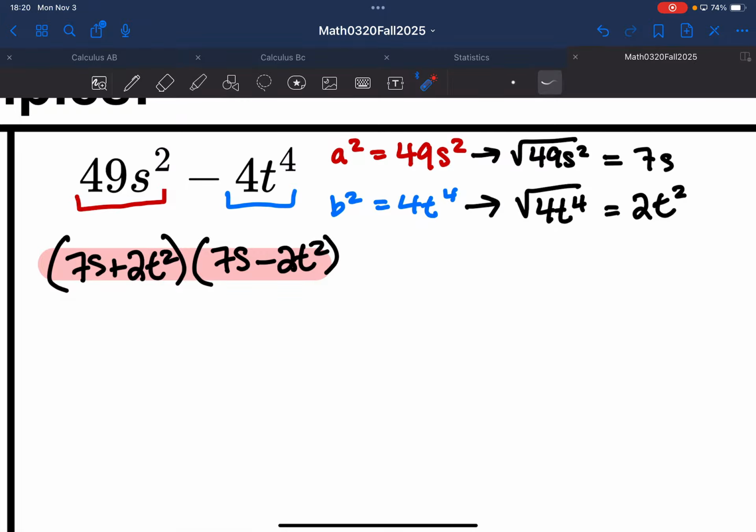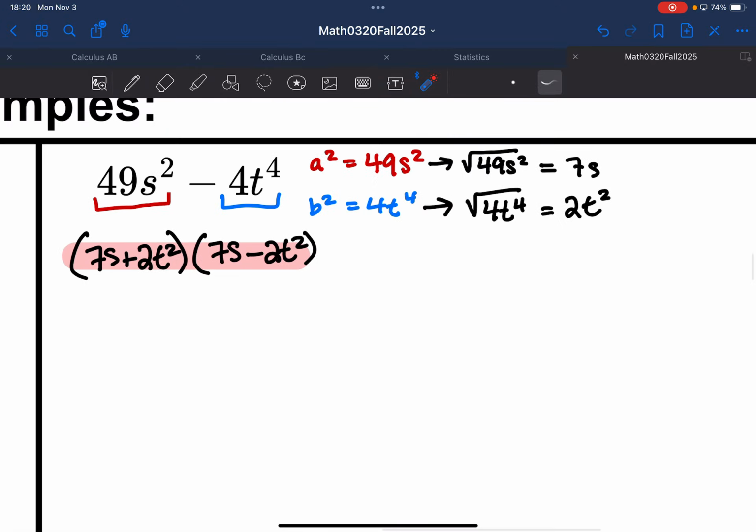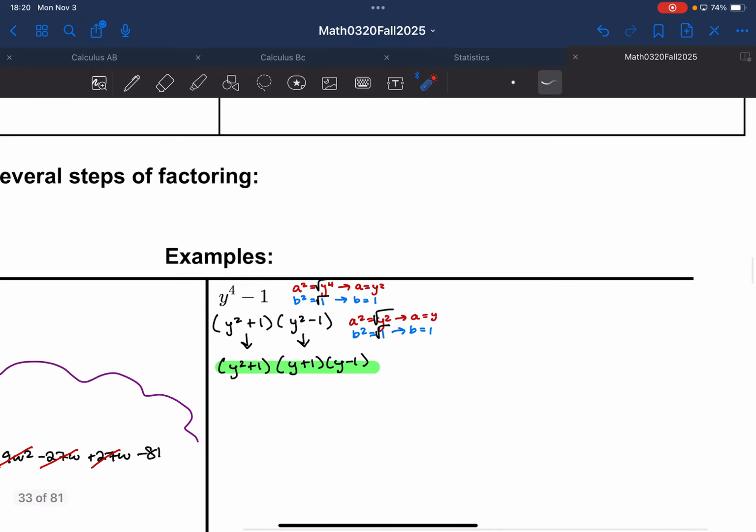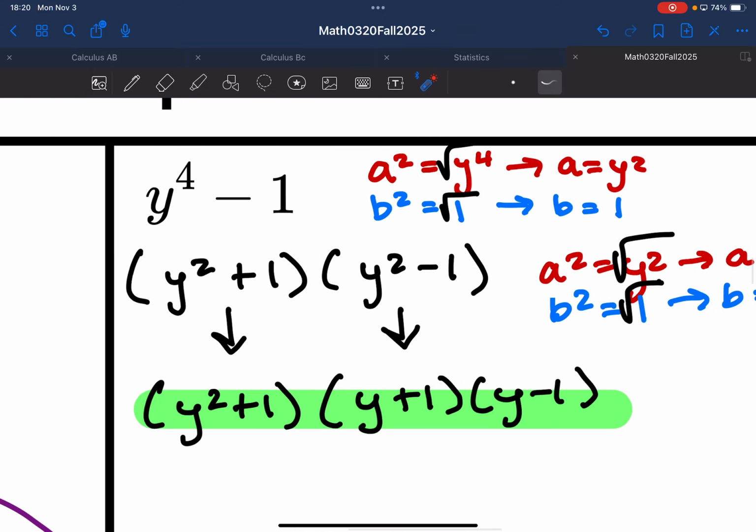So the reason why we're able to do the other ones is if you look at each of the numbers, they're able to take the square root of them. So if we go back to the one we just did, looking at the y squared and the 1, we know that the square root of y squared is y, and the square root of 1 is 1. So we're able to continue because we're able to take the square root.